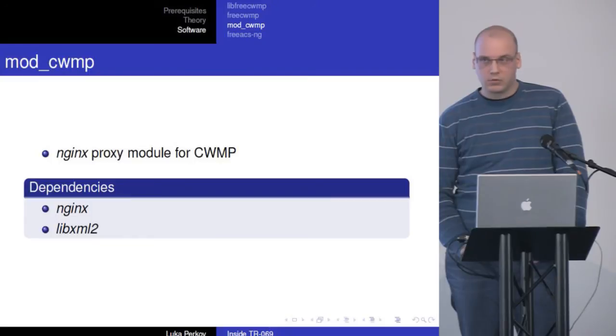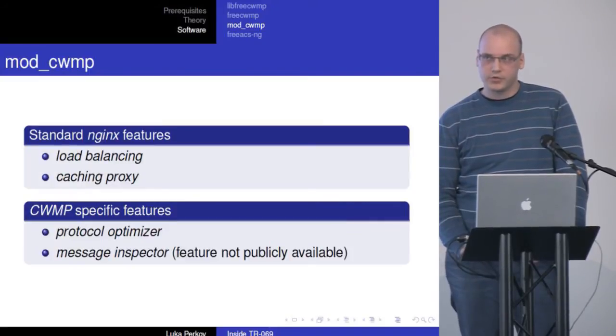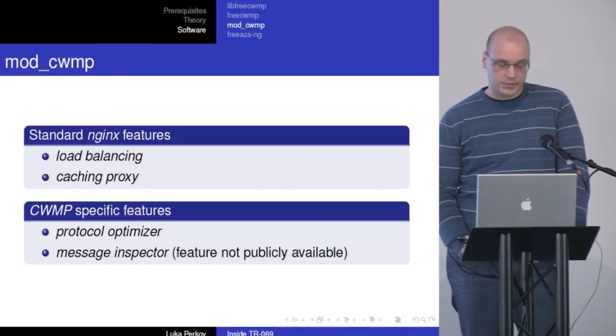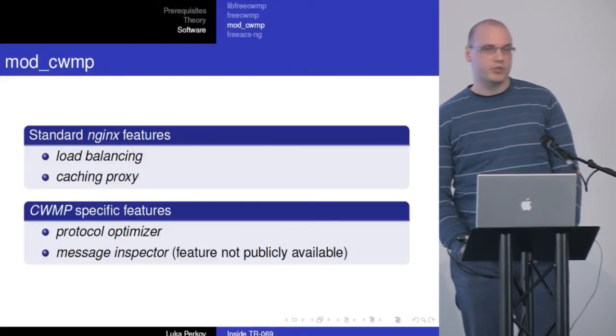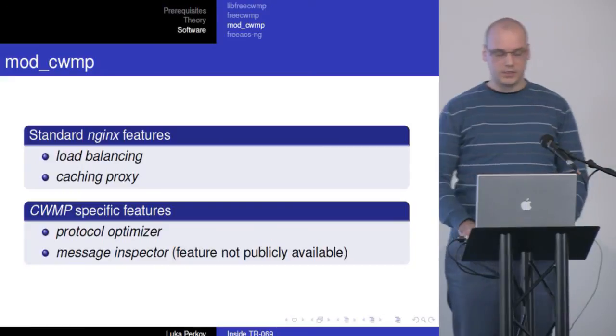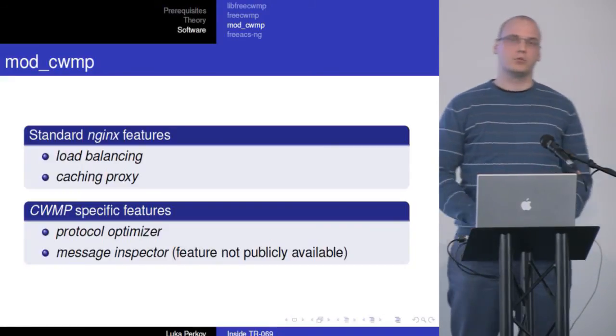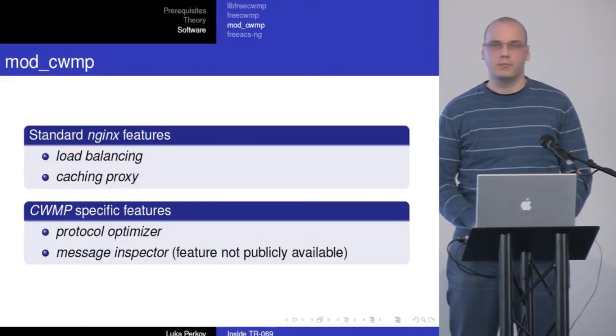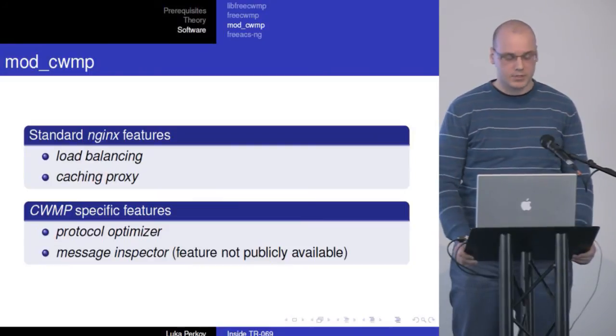Why Nginx? I don't know. I really like its features, and that it's pretty small and it can run really fast, and you can write modules for Nginx in C. It's kind of hard to do, but yeah, I managed to make it work. And with Nginx you get standard features like load balancing and caching proxy. So you can have multiple ACS servers in the backend and load balance the traffic.